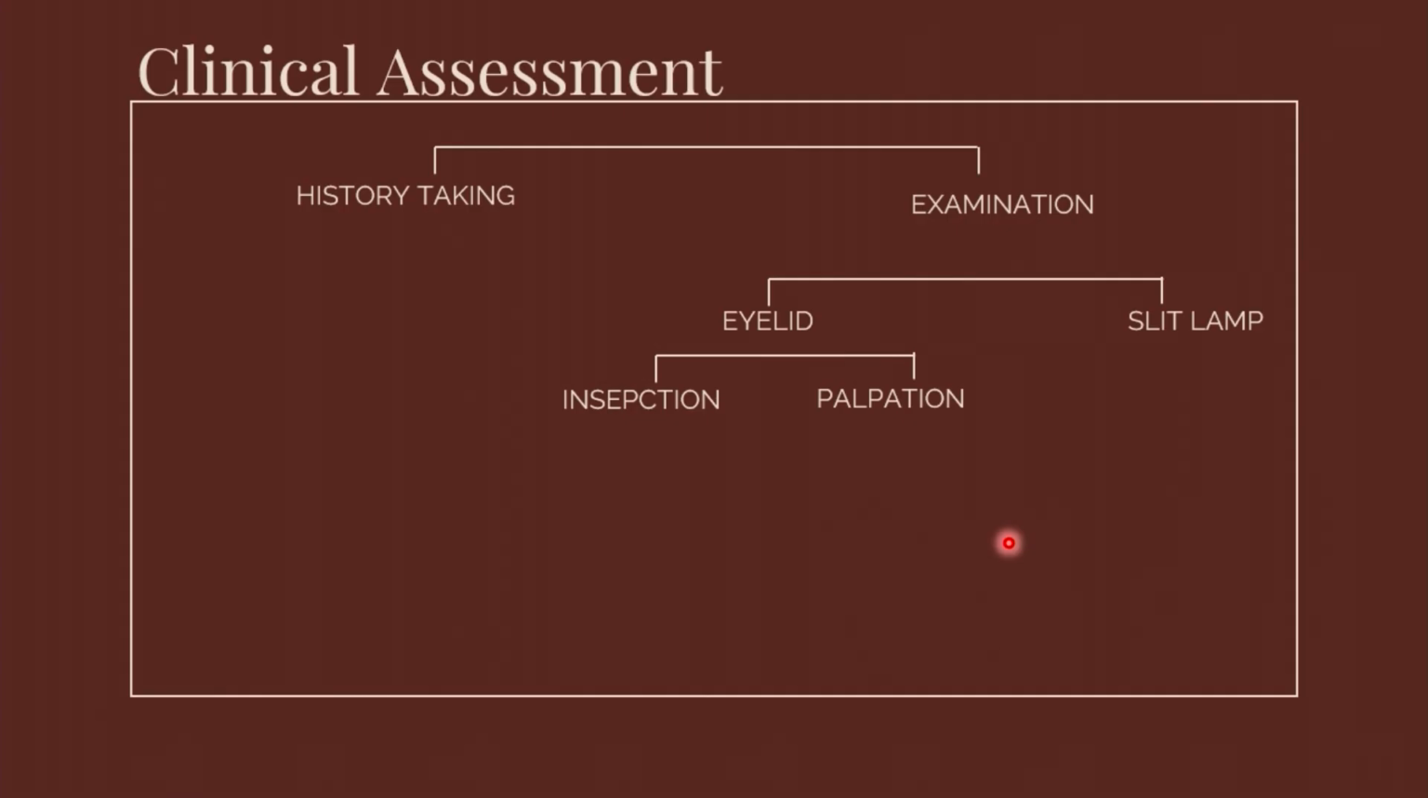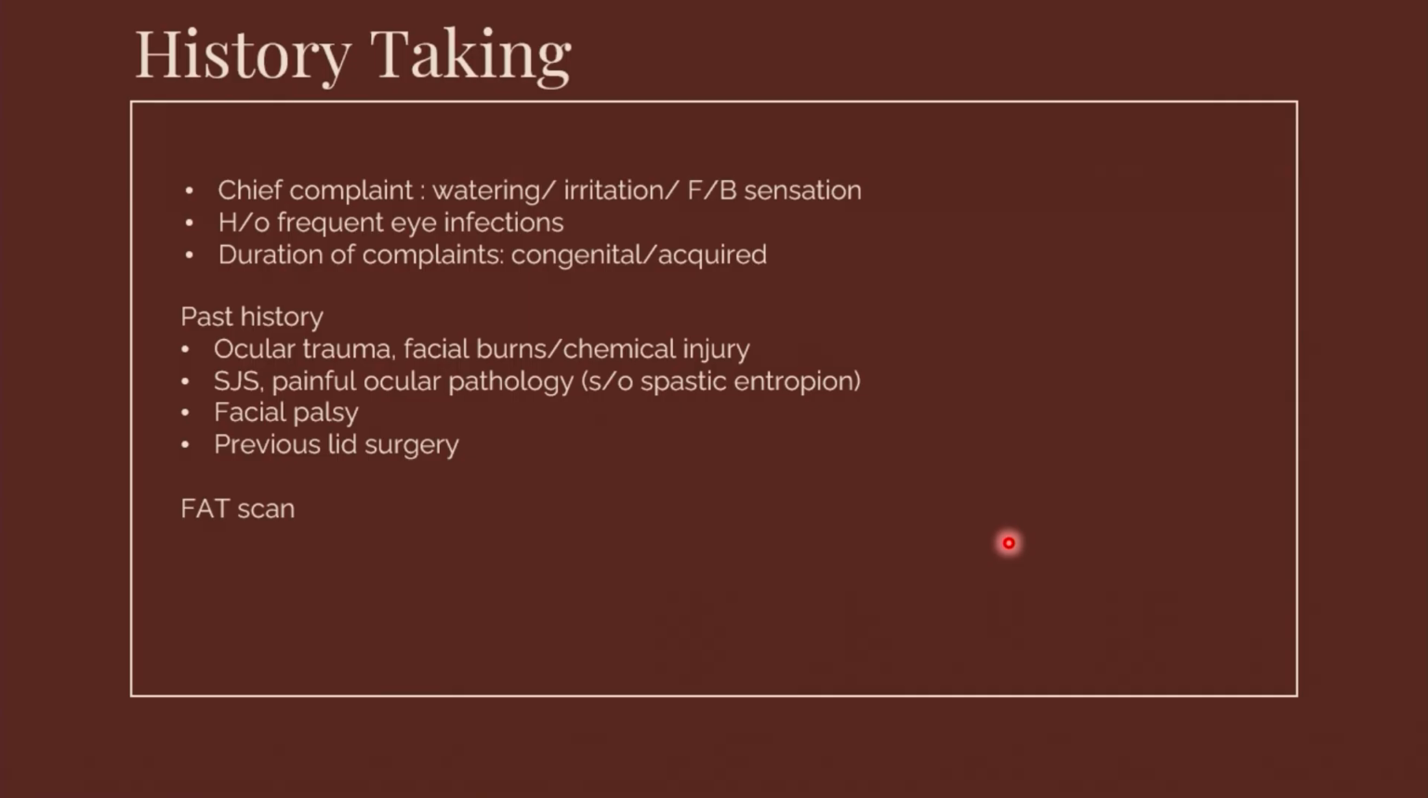Clinical assessment can be divided, and first we are going to go with the history taking followed by examination, where we examine the eyelid under inspection and palpation and finally move to the slit lamp examination. We need to ask their chief complaint. For both entropion and ectropion, usually the history is quite similar. They complain of watering, irritation or any foreign body sensation. History of frequent eye infections is suggestive more of an entropion, and the duration of complaints gives us an idea as to whether it is congenital or acquired.